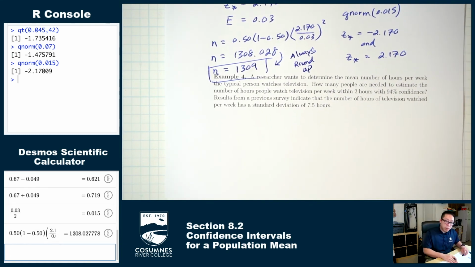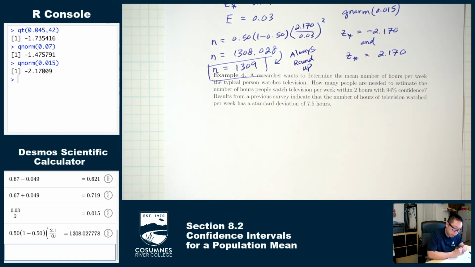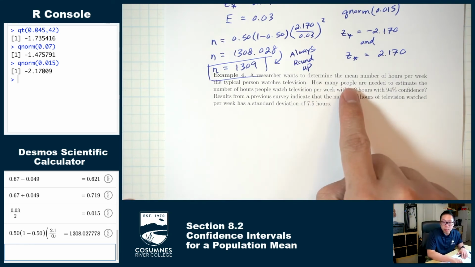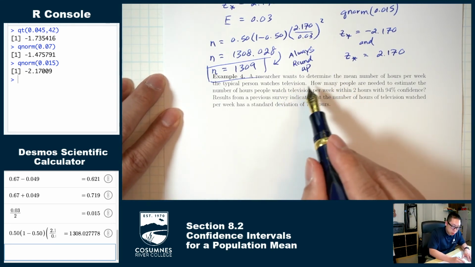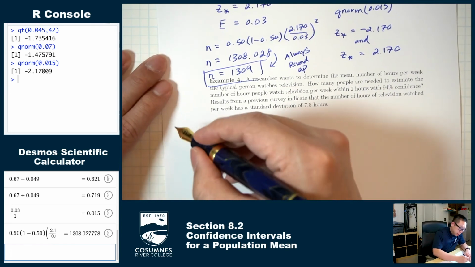Example 4. A researcher wants to determine the mean number of hours per week the typical person watches television. How many people are needed to estimate the number of hours people watch television per week within 2 hours with 94% confidence? Results from a previous survey indicate that the number of hours of television watched per week has a standard deviation of 7.5 hours. Okay, it's asking how many people. What's the sample size? So we're looking for sample size again. The question is, are we talking about means or proportions here? They want to determine the mean number of hours. So we're talking about means here.